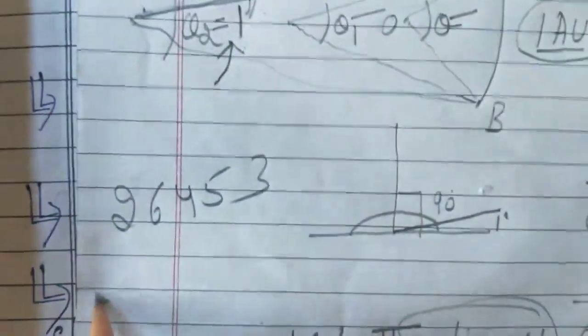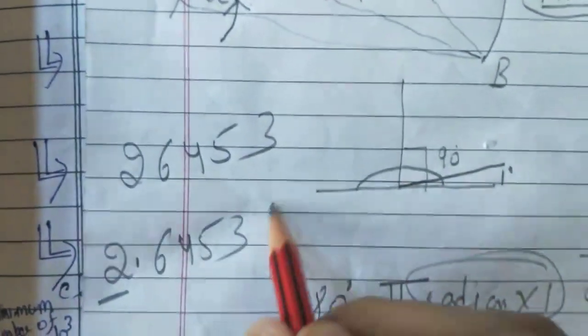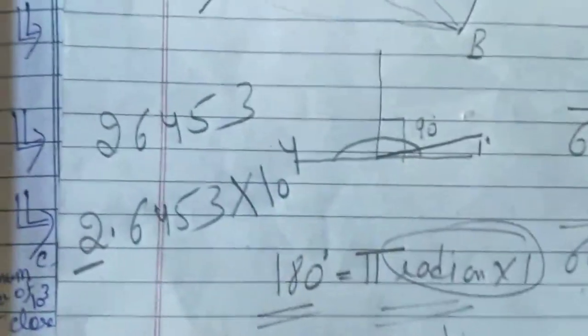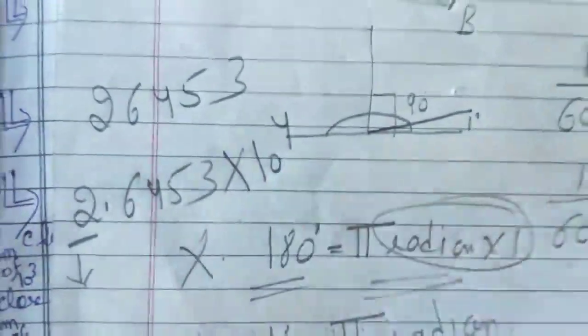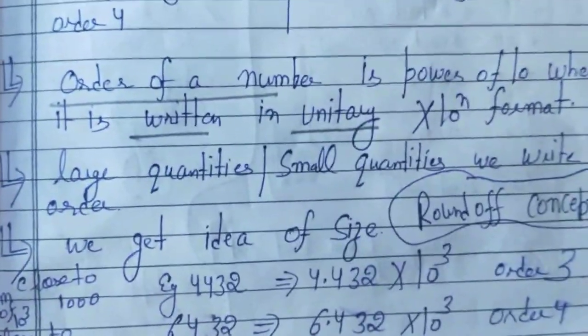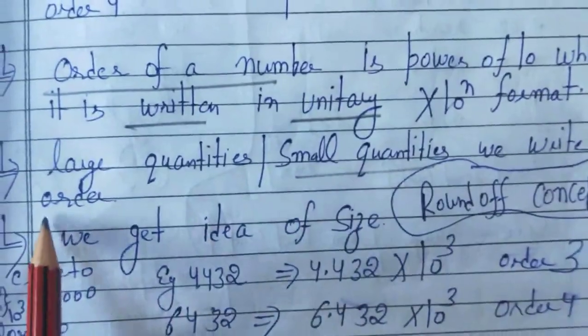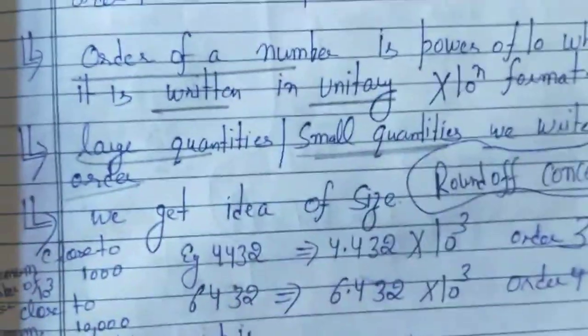How? 26,453: only a unit digit, into 10 is to power 4. So this is a unitary number into 10 is to power some integer. So we can write the order for large quantities and also for small quantities.